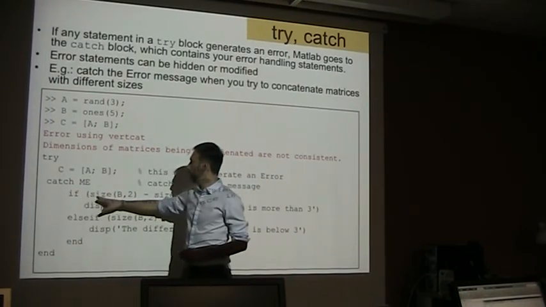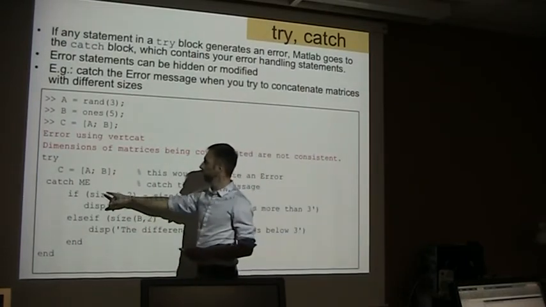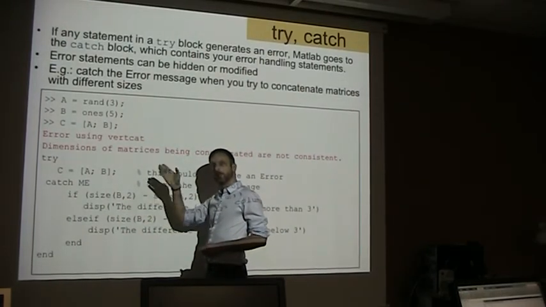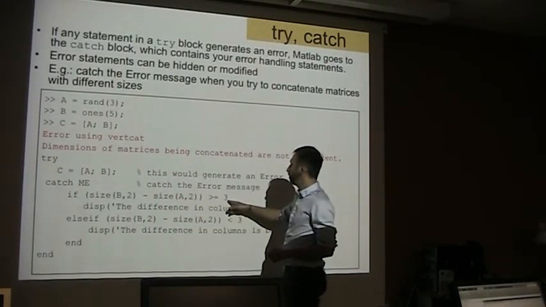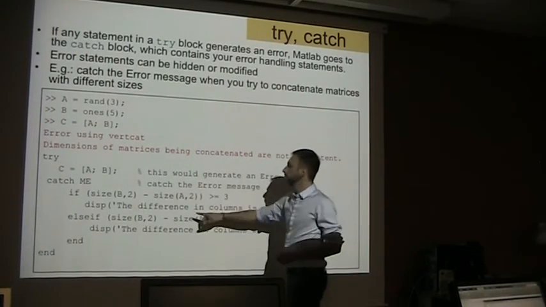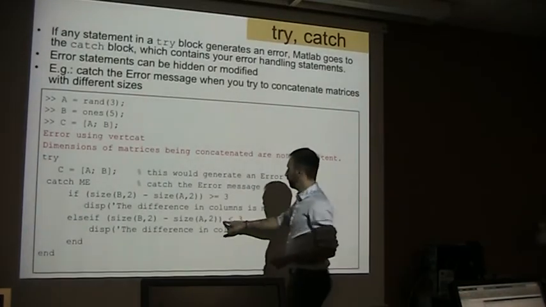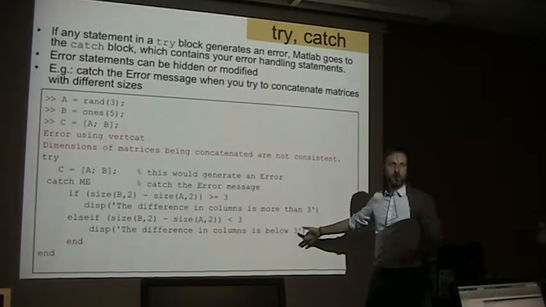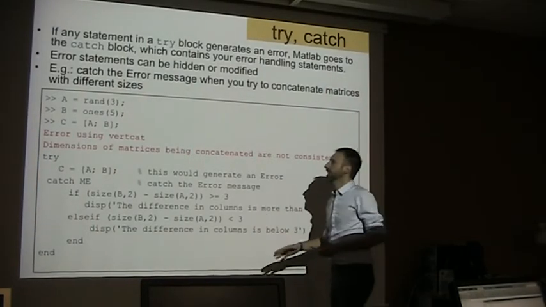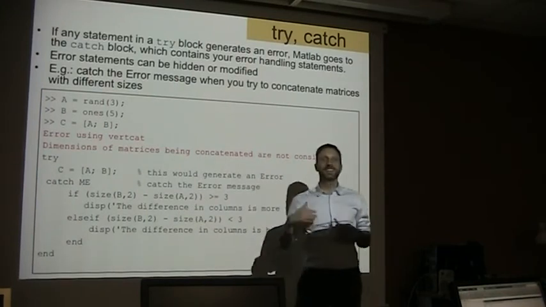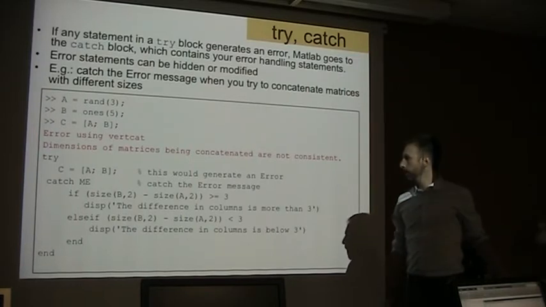And I can test, for example, if the difference in size of the columns, so here I'm looking at the size of B in the second dimension, which is the number of columns, minus the number of columns in A, is bigger or equal to 3, display: the difference in columns is more than 3. Otherwise, if it's smaller than 3, say it's below 3. This is just an example I came up with. It's not very useful because it's not going to concatenate anyway, but it's just to introduce you to this idea of try and catch. Okay?